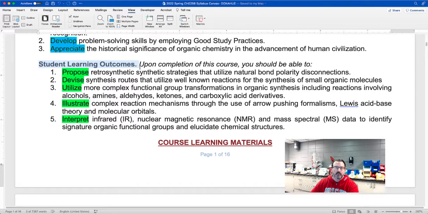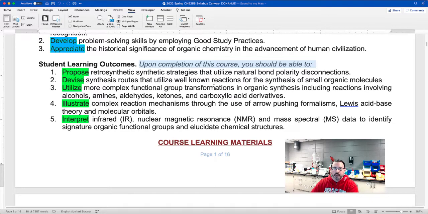As you see, for the entire course, upon completion of the course, you should be able to do these 5 SLOs, and the action verbs highlighted in green are things that you need to be able to do. So number 1, propose retrosynthetic strategies that utilize natural bond polarity disconnections.